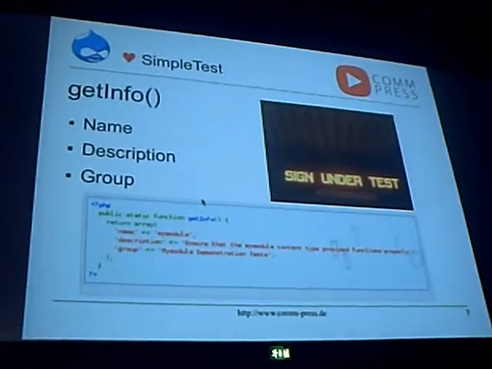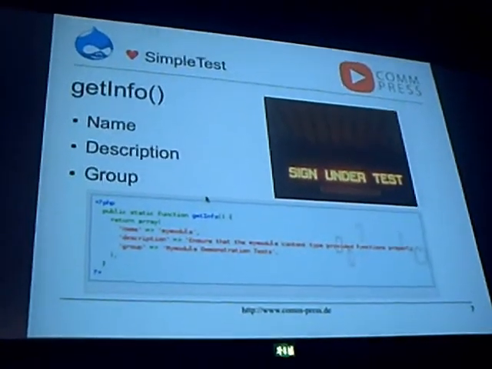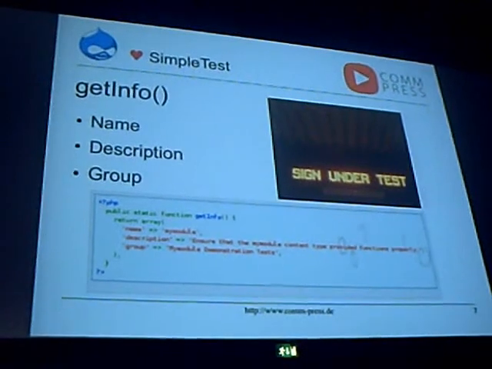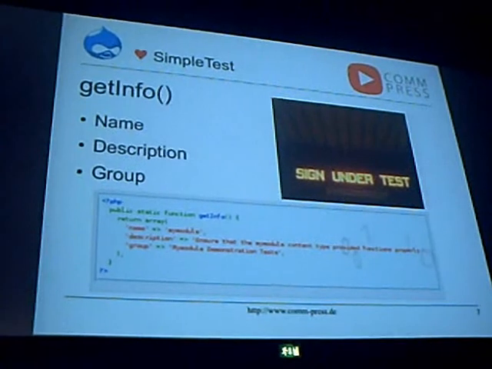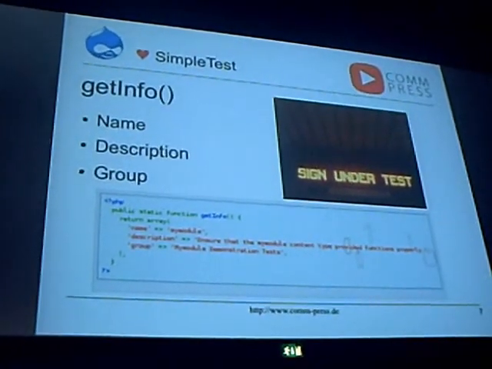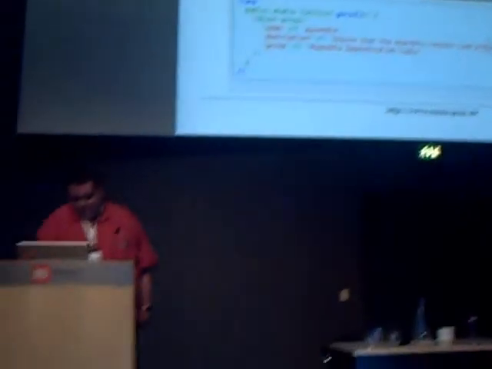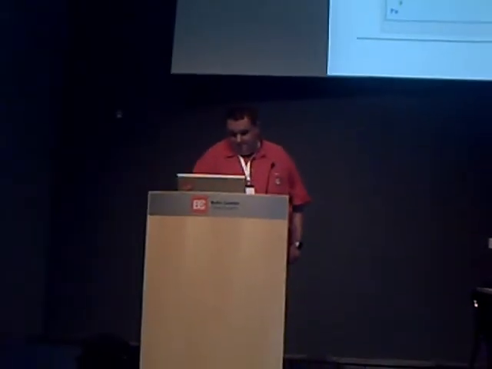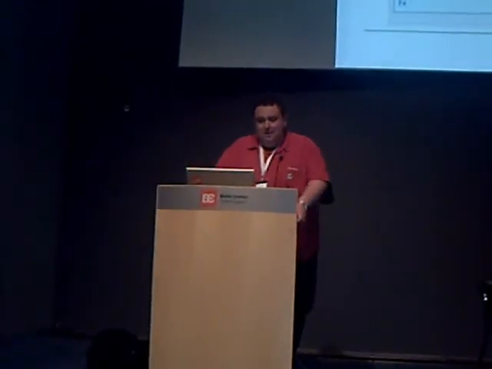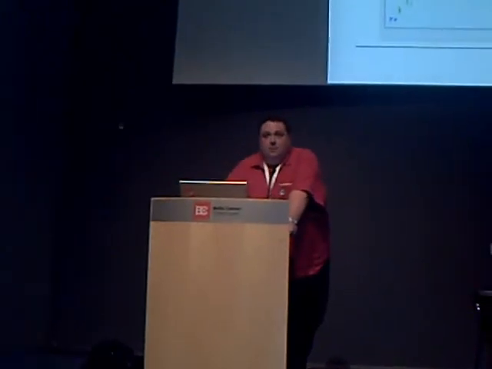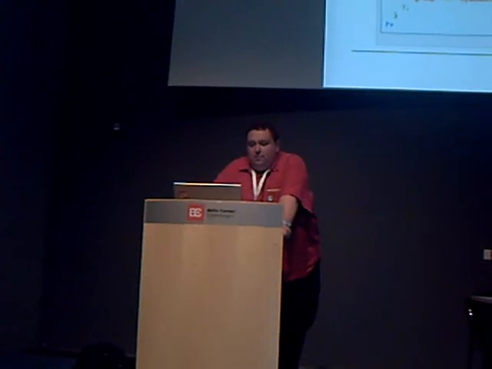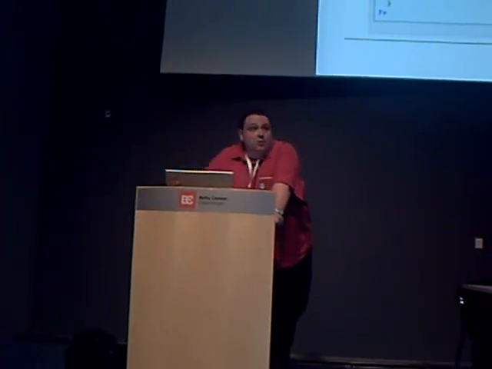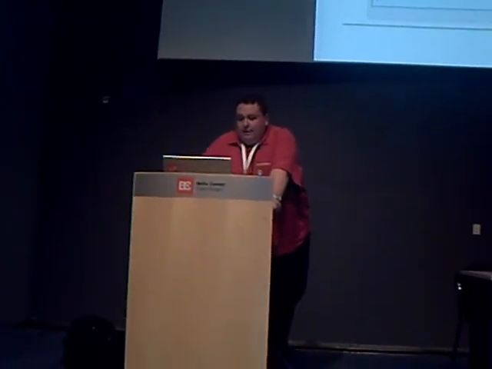Okay, later. Let's just go through the structure and then we take a look at code. getInfo is the function that gives us the name, description, and group of our module. The module will then show up in the list I showed you before. Plain and easy.